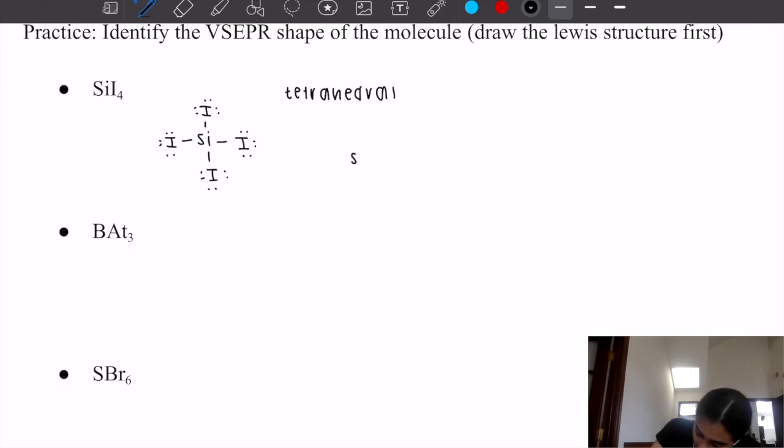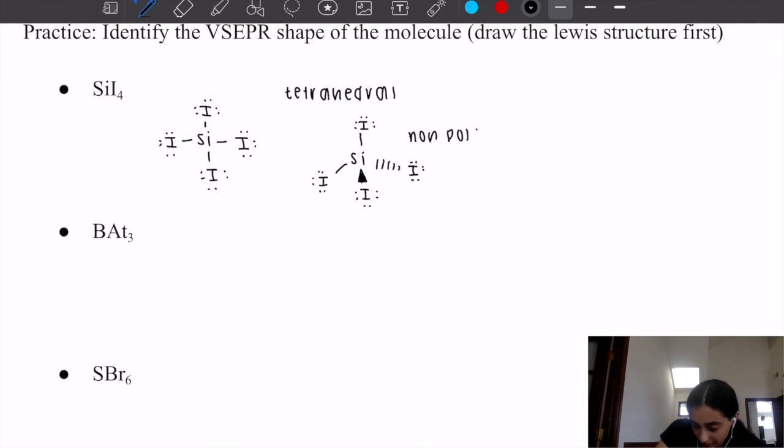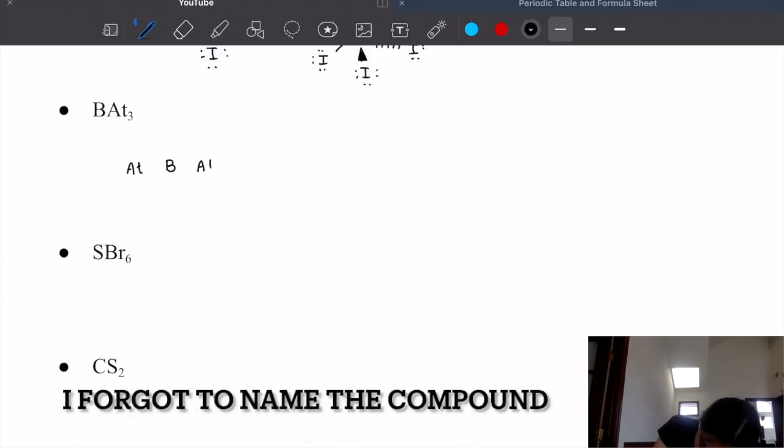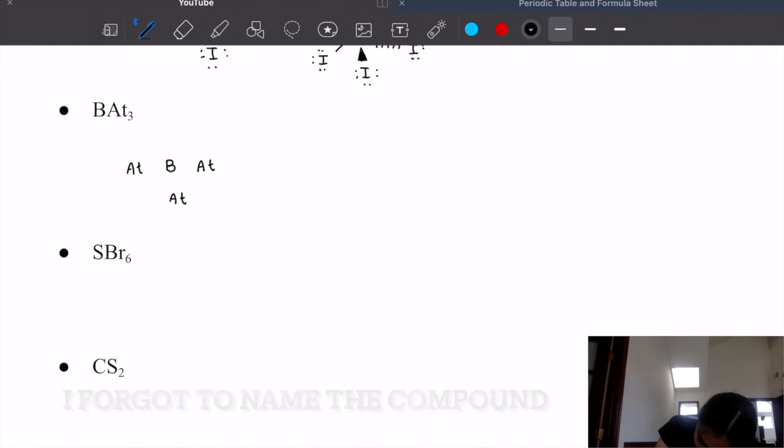So I'm going to draw that. I'm no Van Gogh. I just try my best with these diagrams. So this is how we would draw tetrahedral, and it is non-polar. Next, boron has 3 valence electrons. Astatine has 7.